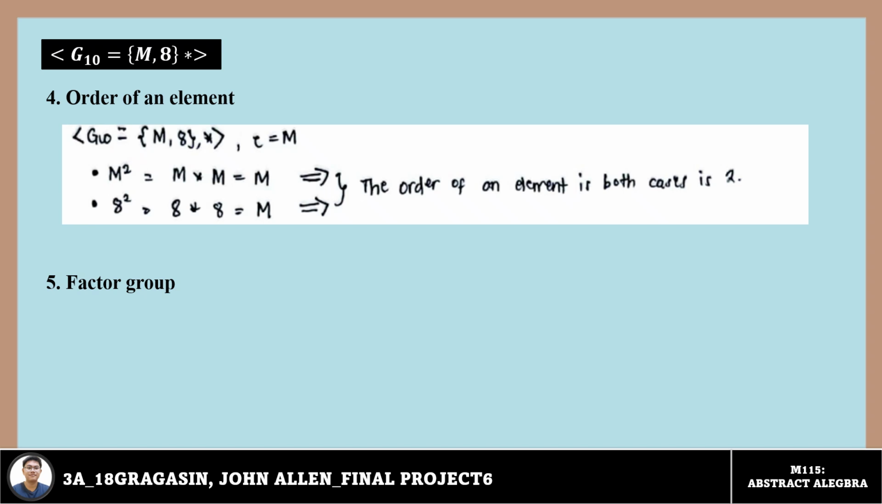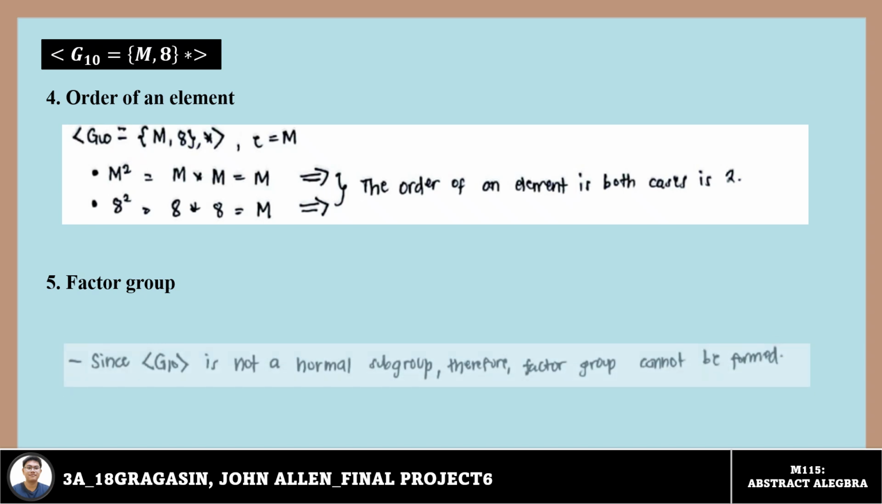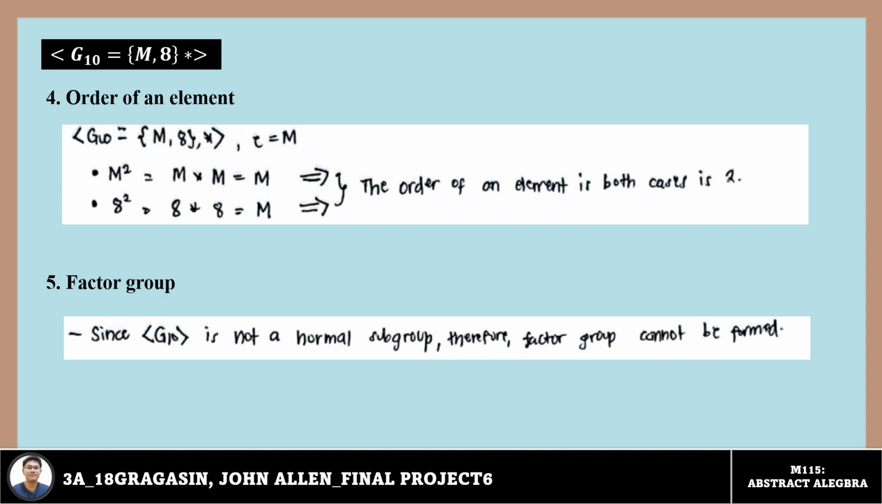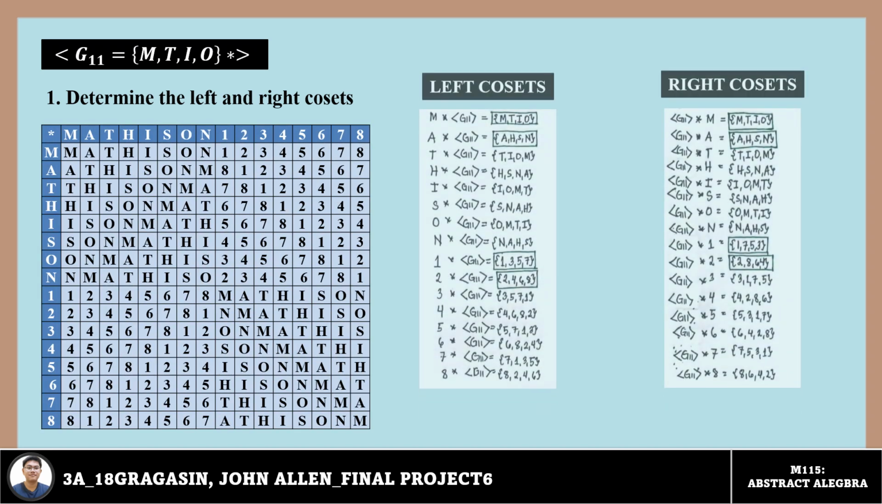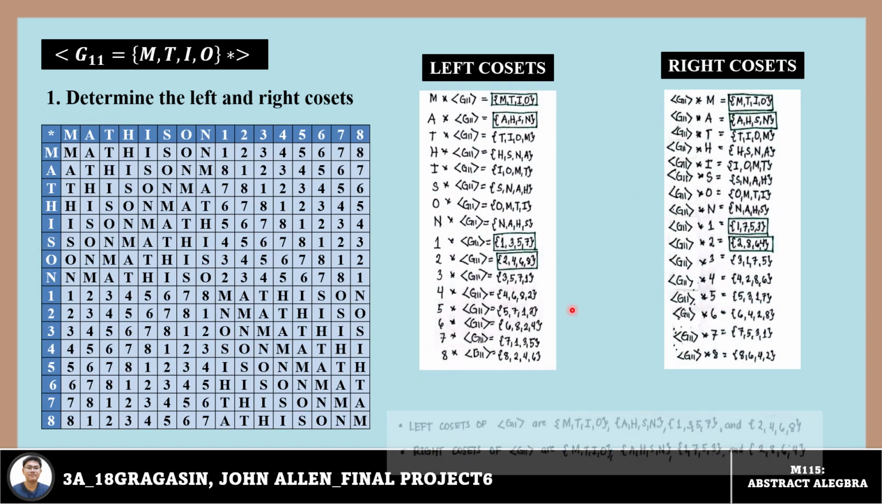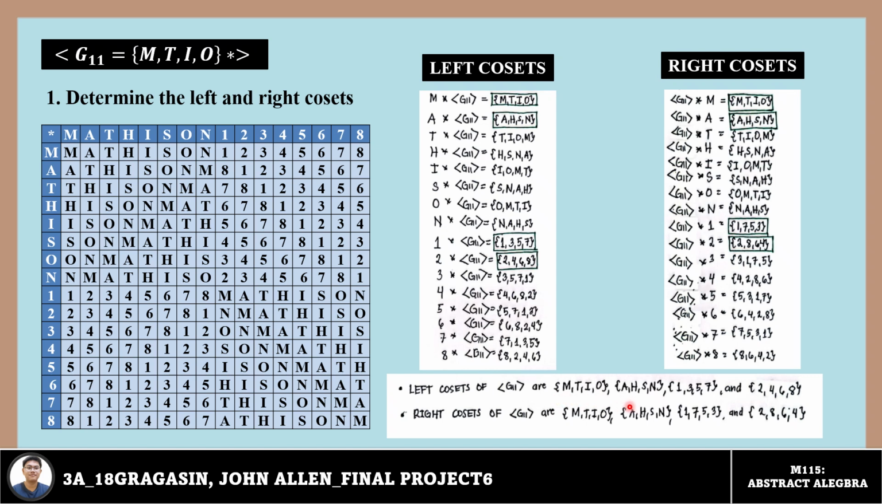Then for our factor group, since the subgroup is not a normal subgroup, therefore we conclude that the factor group cannot be formed. And then for our G sub 11, we have the left and right cosets again. And then by operating, we have this. Our answer for left and right cosets are this.